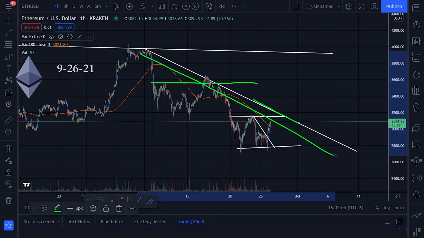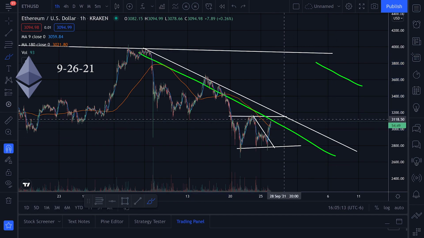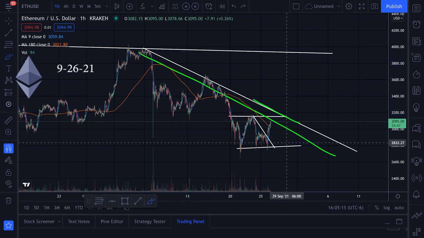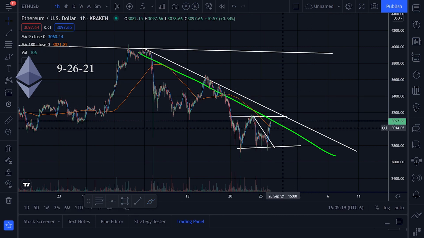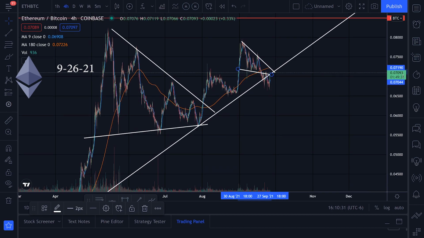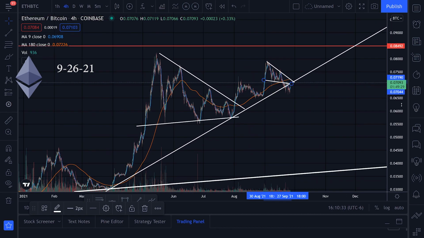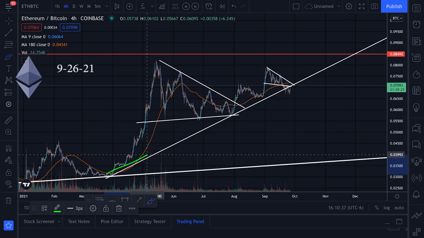Let me delete some of this stuff so you could see it better. If we could break this downtrend going to the upside right here, I mean pretty much over here, then I think we'll be looking at testing previous resistance levels. If we jump over to the Ethereum versus Bitcoin chart, this is looking very interesting. We're on the 4-hour time frame, and like I've been talking about, we have this big uptrend right here.